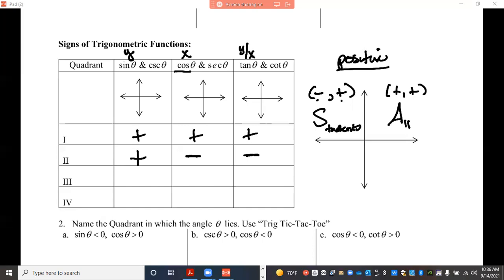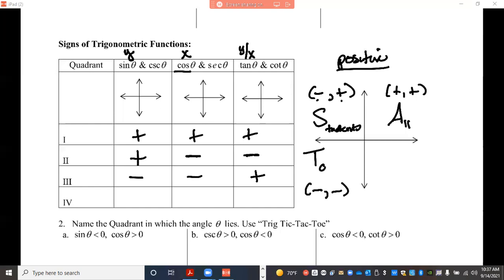So in quadrant 3, remember, the x and y are both negative. So since sine is your y coordinate, sine has to be negative in quadrant 3, along with the cosine. But remember, since tangent is y divided by x, a negative divided by a negative is a positive. So the only trig function that's going to be positive down there in quadrant 3 is your tangent.